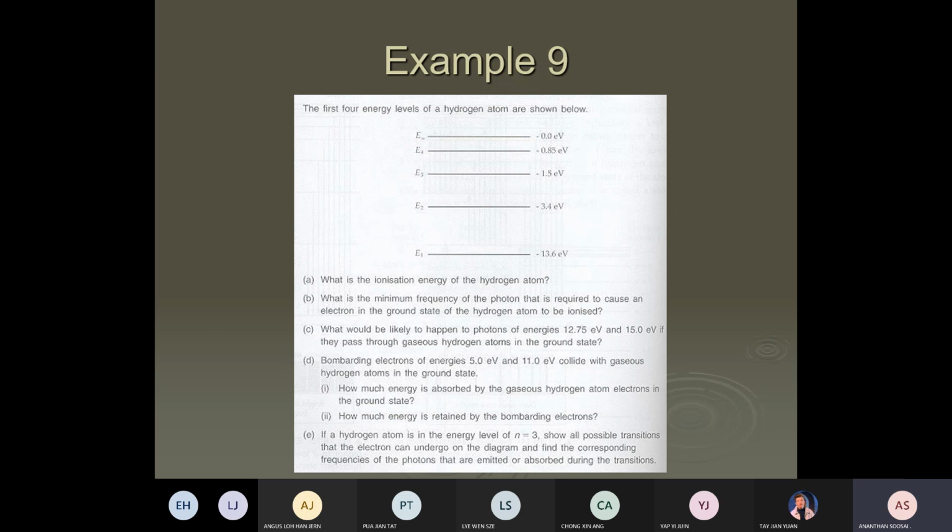Then after we learn that, I started explaining the formula: hf equals work function plus EK. Work function can be transformed to what formula? Work function hf naught. Kinetic energy can be transformed to what formula? eVs or eV naught, elementary charge multiplied by the stopping voltage.